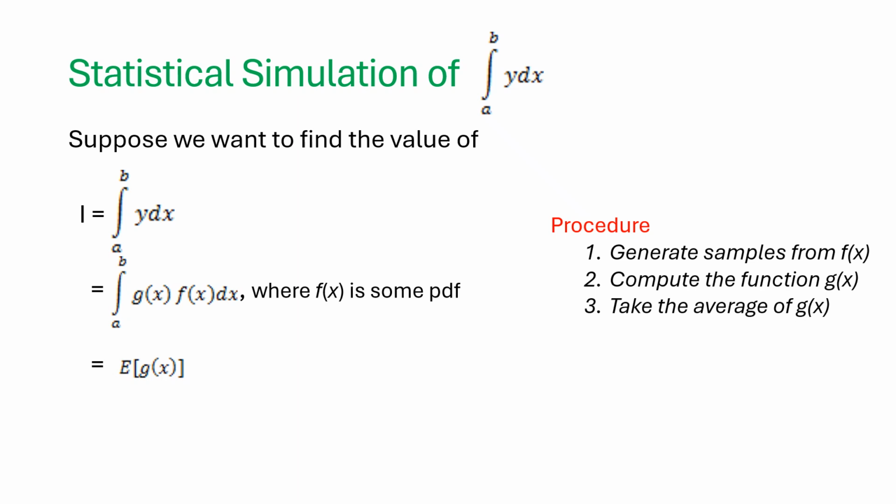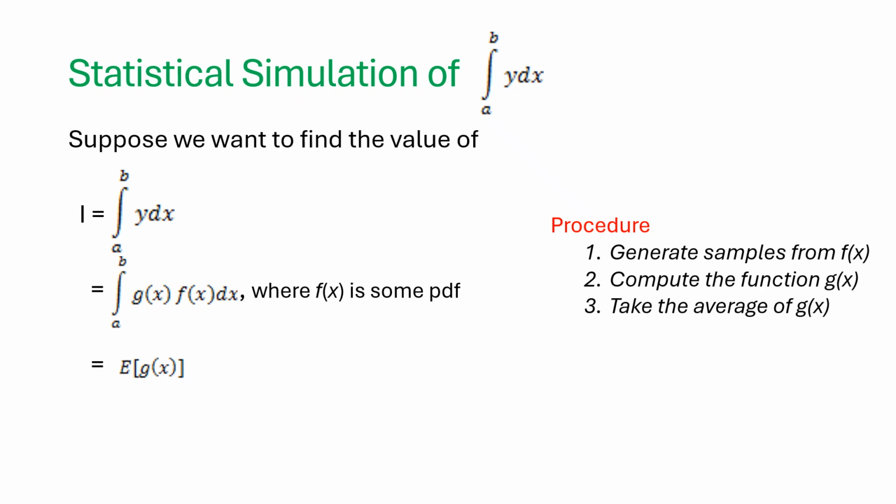Okay, so it's simple. The procedure is you generate samples from f(x). If you know f(x), it can be exponential, any distribution, or it can be beta, uniform. You know how to generate samples, or else you can take the help of software programs like R programming, Python language, or even Minitab, SPSS, etc.